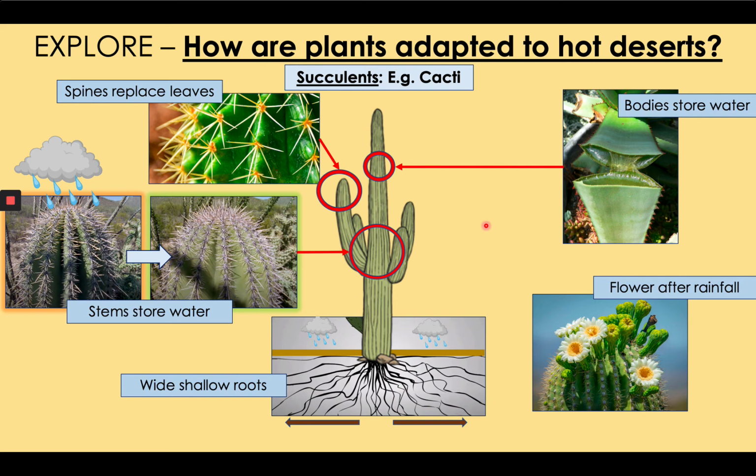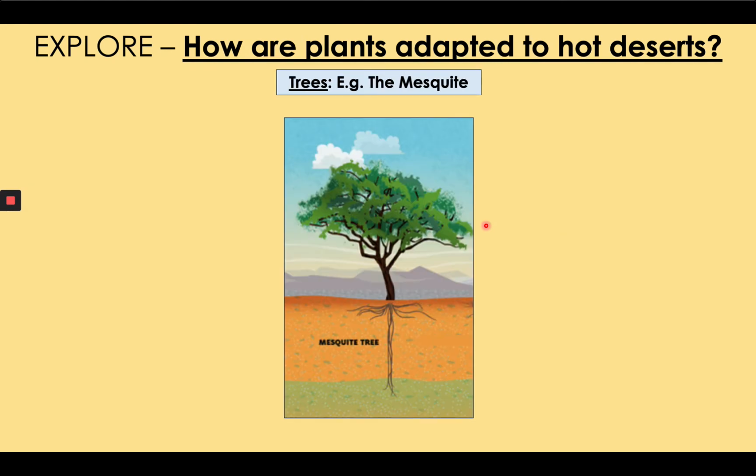But a cactus isn't the only type of plant in a desert. There's also a very special tree that lives in deserts around the world. And it's special because it has some key characteristics, features that allow it to survive. It's called the mesquite tree, and here it is. How is it adapted? Well, the first adaptation you should notice is beneath the ground. Unlike the cactus, the mesquite tree has long, deep roots.